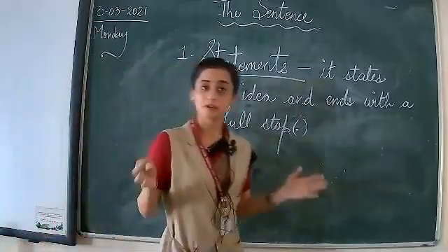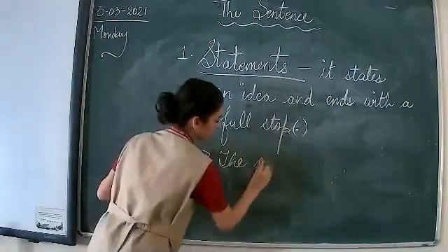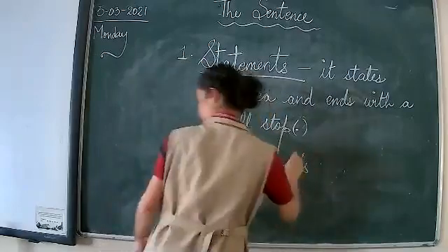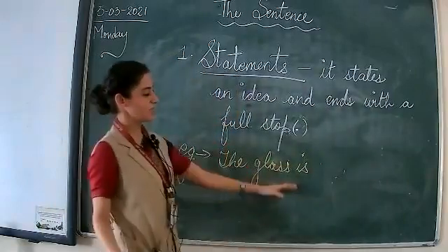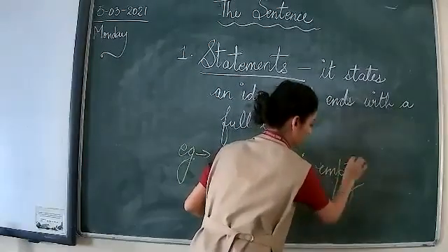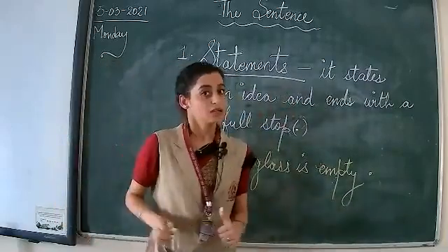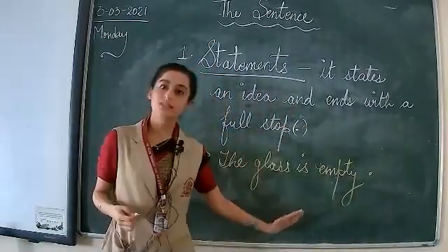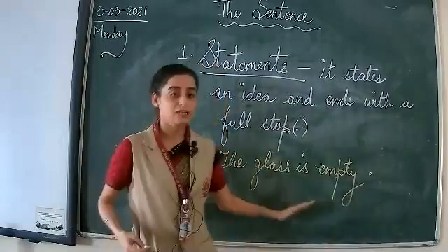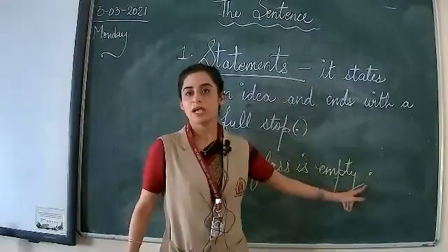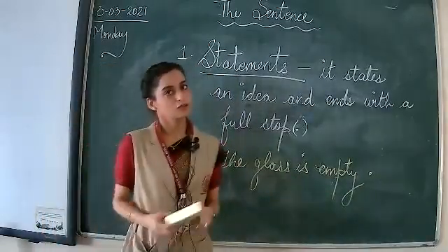For example, the glass is empty. Okay, so this is what? It is a sentence, and a type of sentence. What kind of a type is this? It is a statement. Why? Because it is telling us about an idea. It is telling, it is describing, it is stating about something. Okay, and is also ending with a full stop. Okay, children, the glass is empty. Now moving on to the next type.